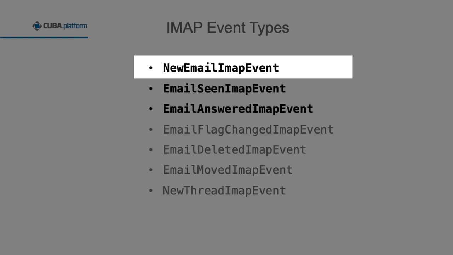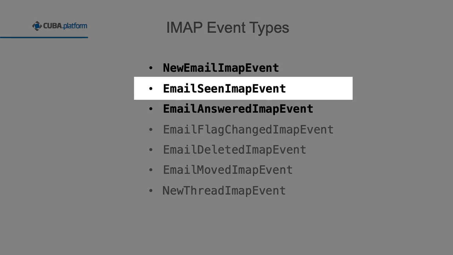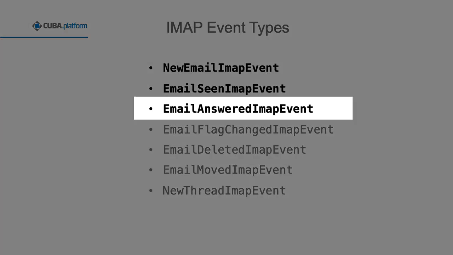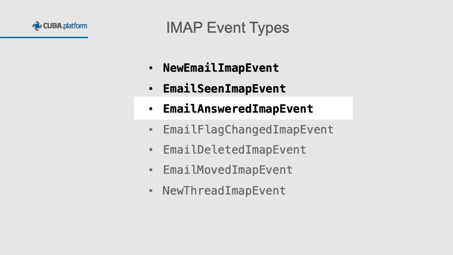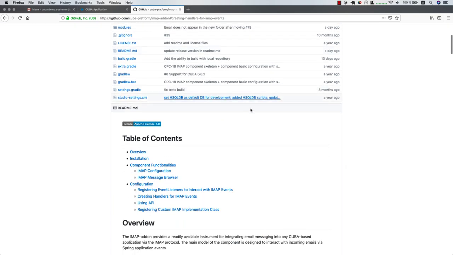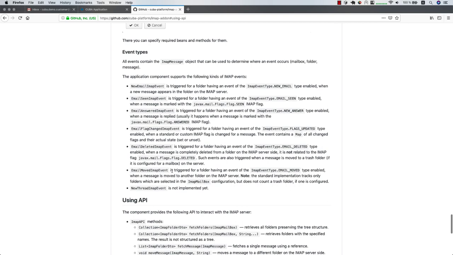New email IMAP event, the one we are using and which is called when a new email appears in the folder at the IMAP server. Email seen IMAP event is triggered when a message is marked with the seen message flag. Email answered IMAP event is called when an email is answered. For details regarding this and other event types, please consult the documentation at the component's GitHub page.